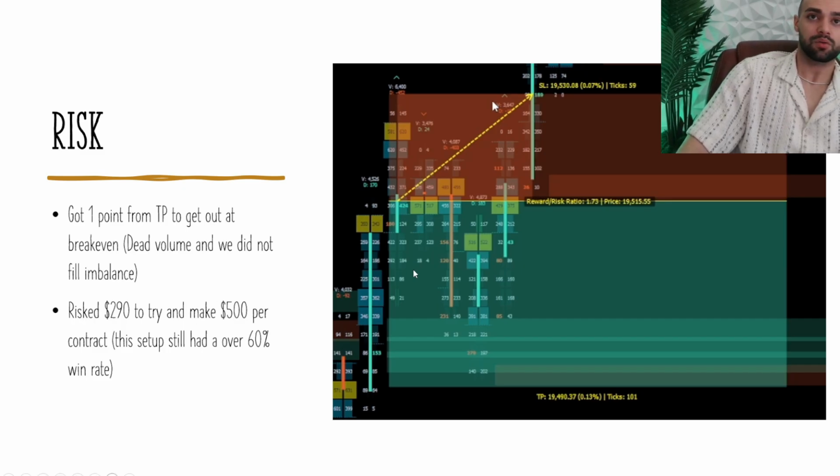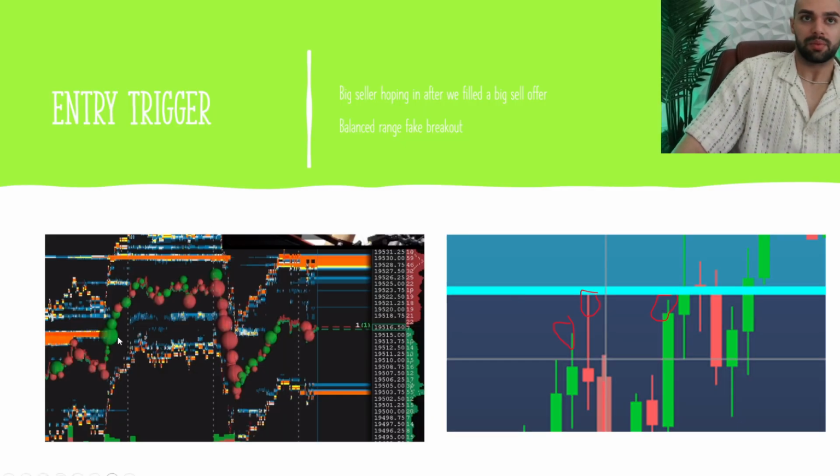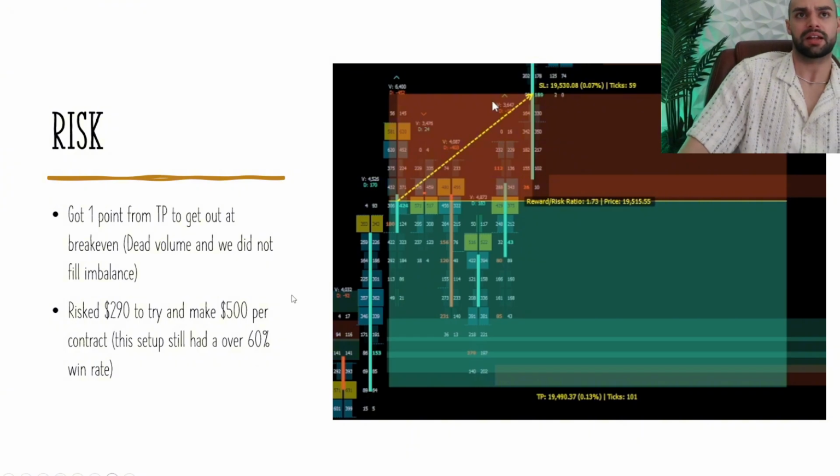And this setup has an over 60% win rate because of the Bookmap, because of these offers getting filled in exhaustion with big sellers hopping right away. Super, super high win rate if that happens. So, really close to 2 R&R, but the setup has an over 60% win rate, so not 100% necessary.